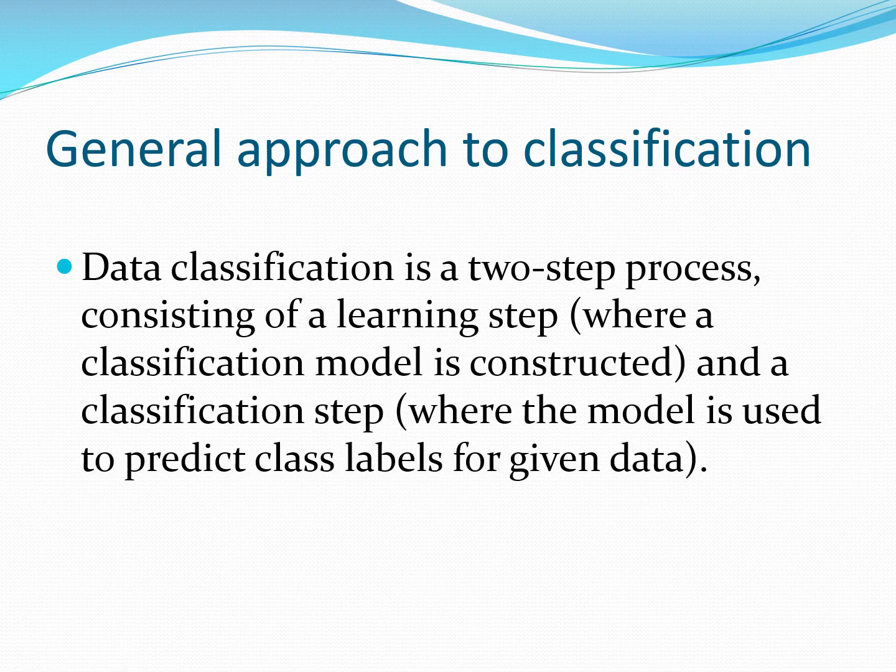Now let us see the general approach to classification. Data classification is a two-step process consisting of a learning step, where a classification model is constructed, and a classification step, where the model is used to predict class labels for given data.